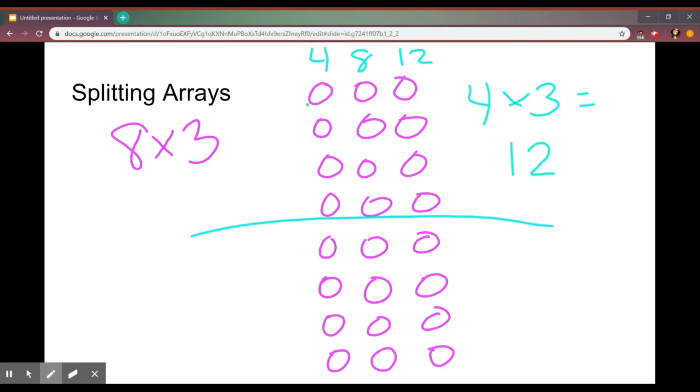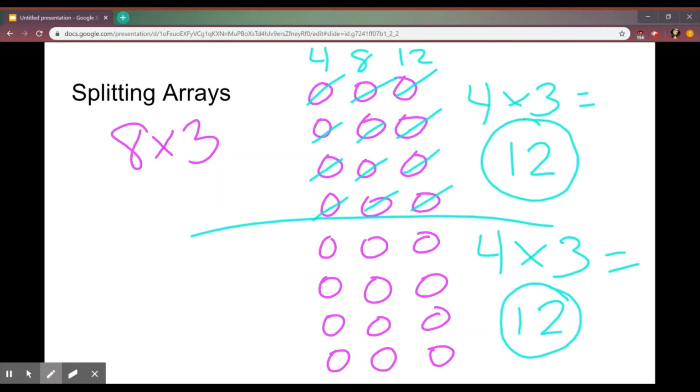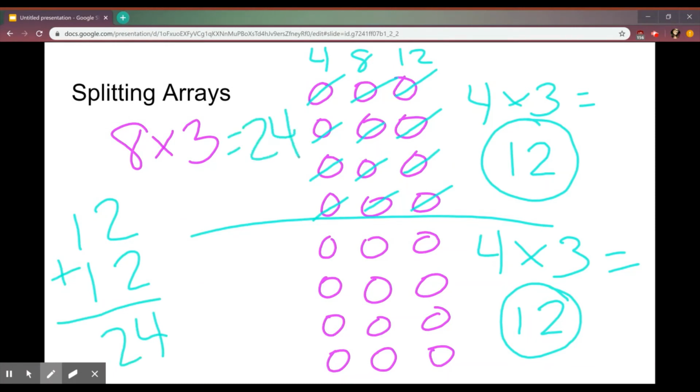You can also just count these. 1, 2, 3, 4, 5, 6, 7, 8, 9, 10, 11, 12. At the bottom I have 4 times 3, and I just solved that, so I know it equals 12. I'm going to take my two answers and put them together, and I get that 8 times 3 equals 24. And if I were to count all of these dots, I would get 24. 1, 2, 3, up to 24.